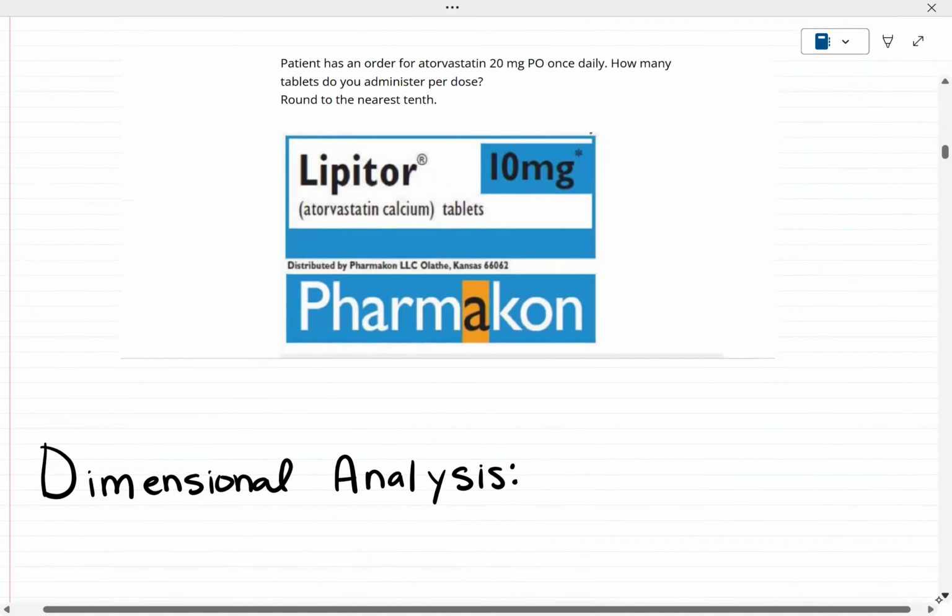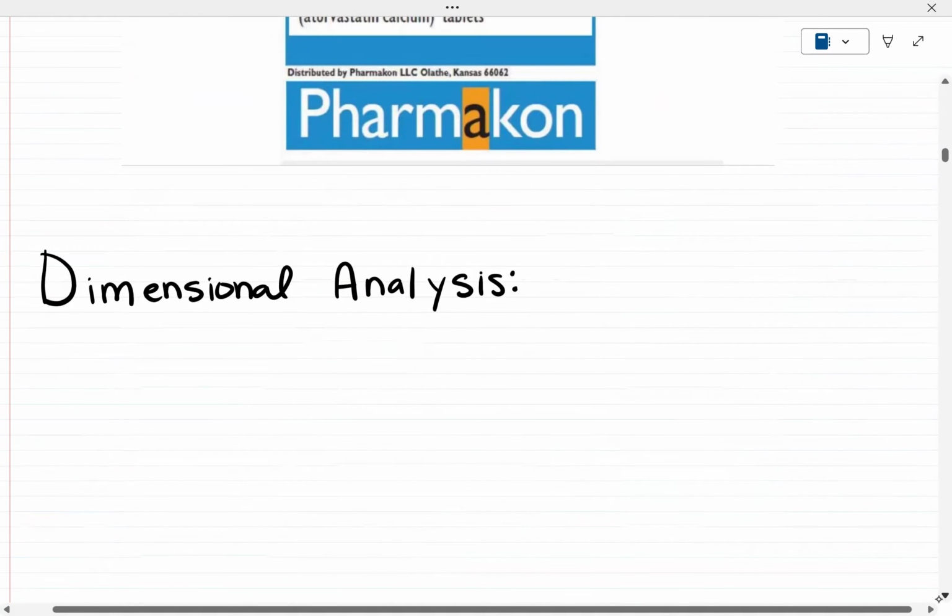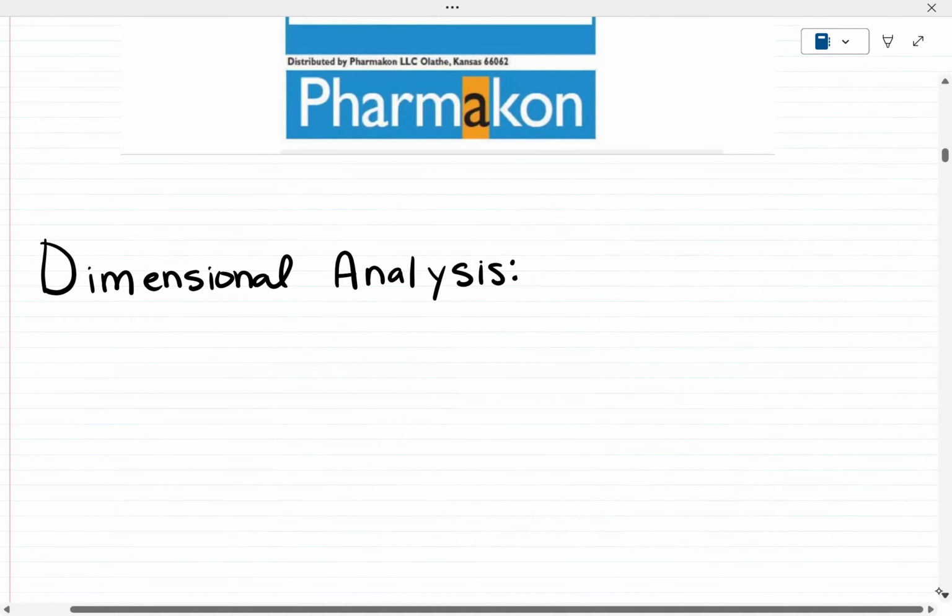So let's start with dimensional analysis. Do we have to convert any extra units? No, because we were given 20 milligrams, right? In the tablets, for one tablet, it's 10 milligrams. So the units are good. We don't have to do an extra conversion.